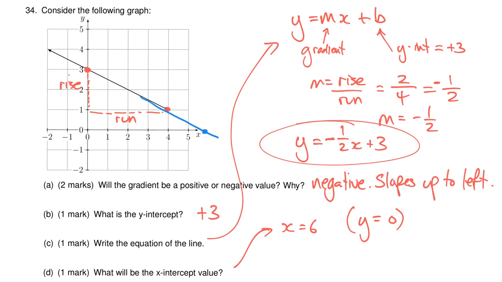So I'm going to say my equation now looks like 0 equals negative a half x plus 3. Now I want to get x on its own. So I'm going to take 3 from both sides. So I get negative 3 equals negative a half x. Finally, the last bit is divide both sides by negative a half, and I get negative 3 divided by negative a half equals x.